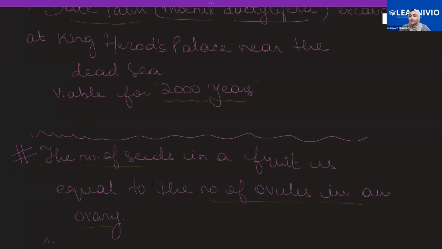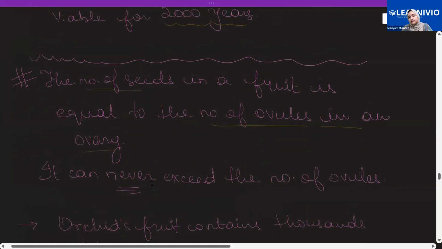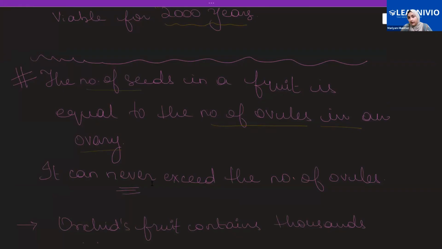For that period of time, it was dormant, it was not doing anything. But as soon as the favorable condition was applied to it, it germinated. How does the seed persist? That's the power of endosperm, the reserve food material.